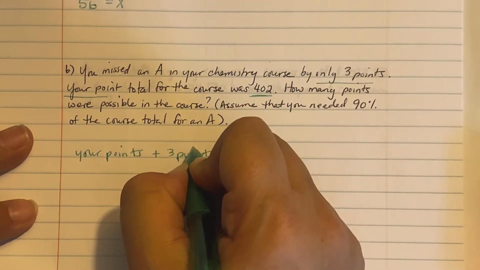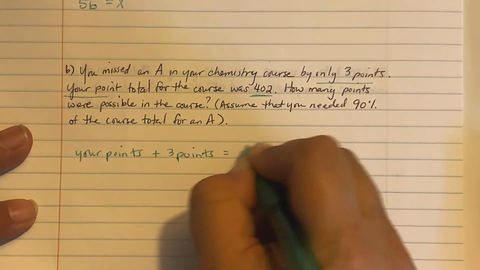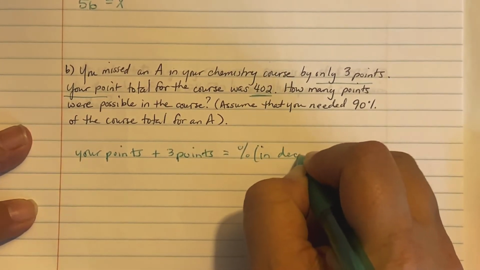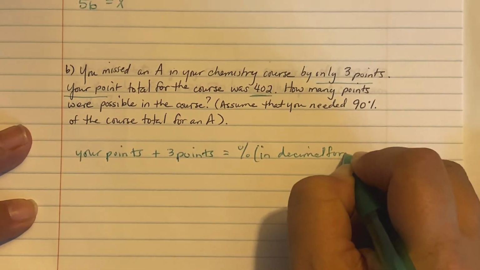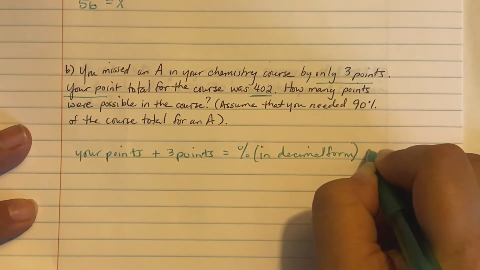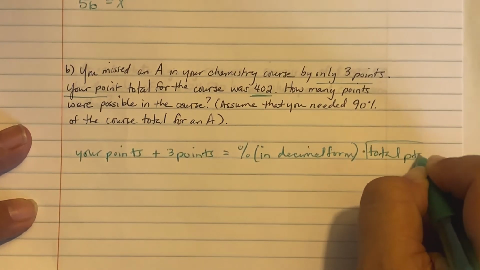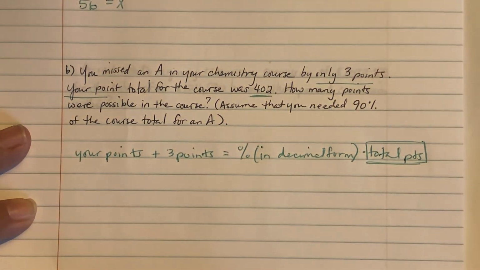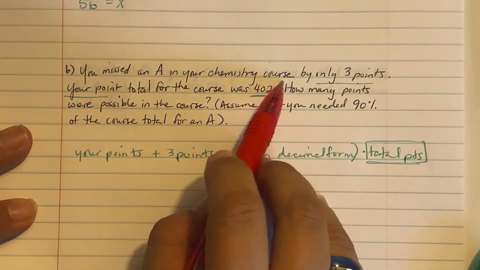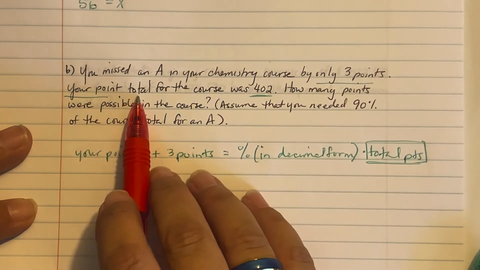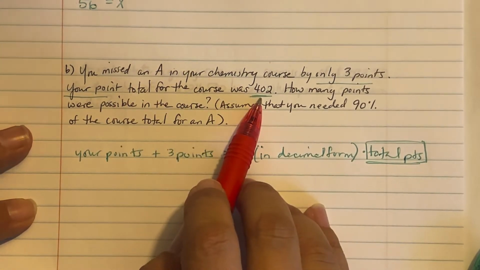Equals the percent in decimal form times the total points. So let's look at our problem. It said you missed an A in your chemistry course by only 3 points. That's why we put it on this side. Your point total was 402. How many points were possible in the course is what we're trying to find.